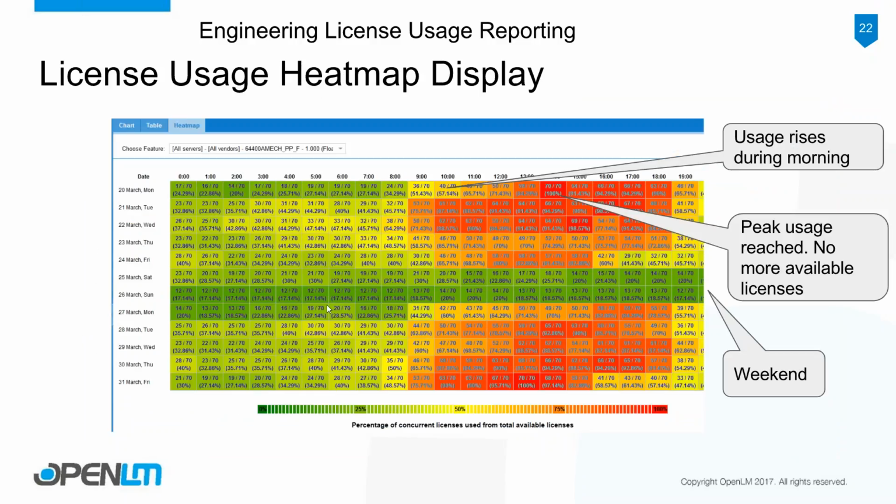The license usage heat map display. Note that as usage rises here, the color goes from green to yellow to orange to red at peak usage. Late morning until late afternoon are the highest usage periods here. So all green on the weekends, as expected, and during the week we can see a lot of usage here.